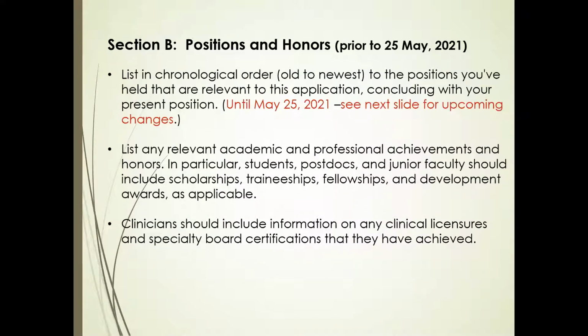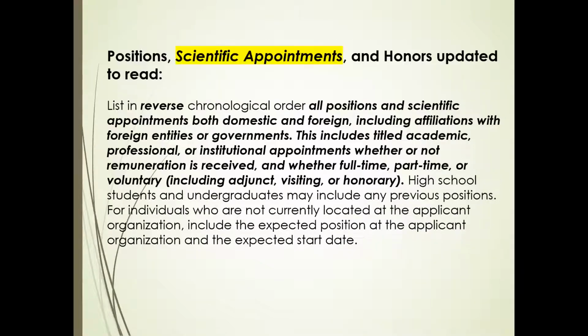In your positions and honors, you have to list in chronological order, oldest to newest, the positions that you've held. Any relevant academic and professional achievements or honors. And if you're a clinician, then you should include information on any clinical licensures or board certifications that you have. So the big change is that you have to add scientific appointments in this area too.